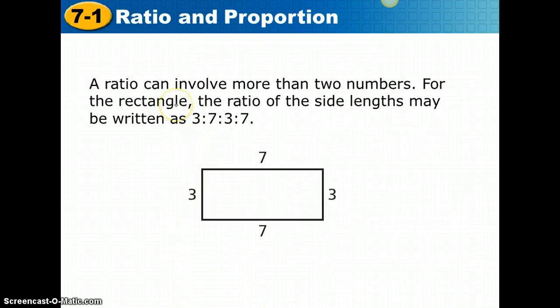Now, a ratio can involve more than two numbers. For the rectangle, given here, the ratio of the side lengths may be written as 3 to 7 to 3 to 7. Even though we've only talked about two number ratios before, we can write the ratio of the side lengths of any polygon, which could have any number of sides. The proportionality still works.